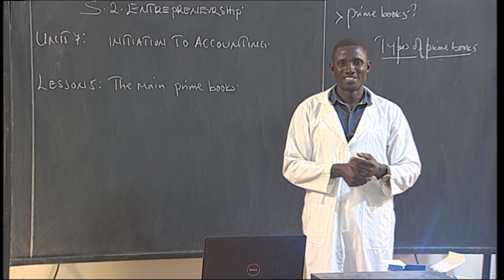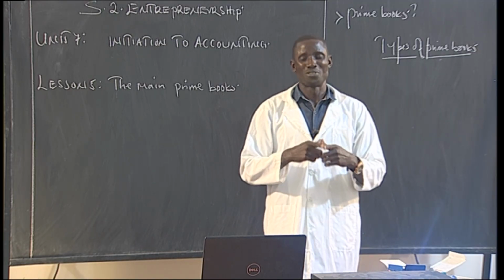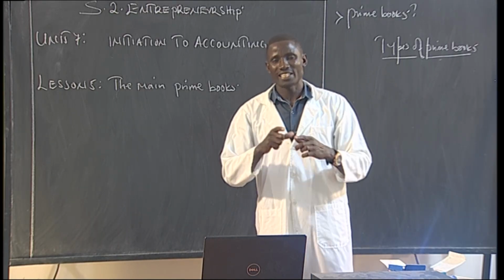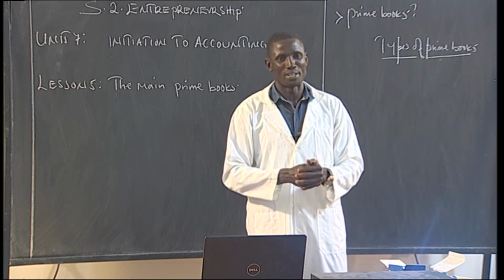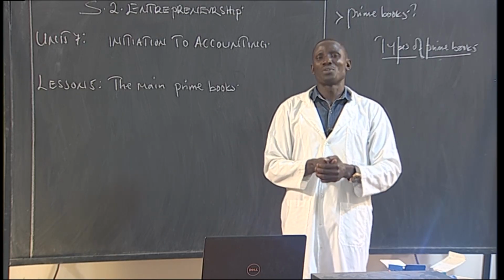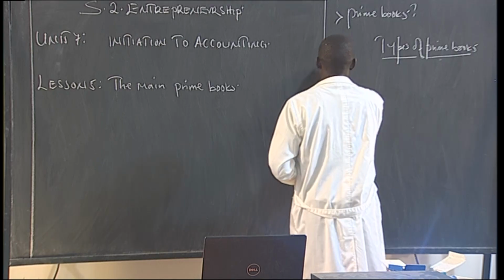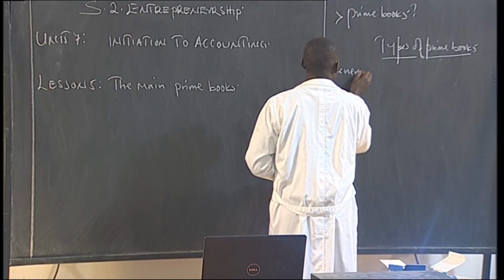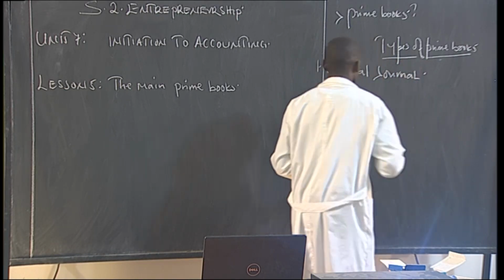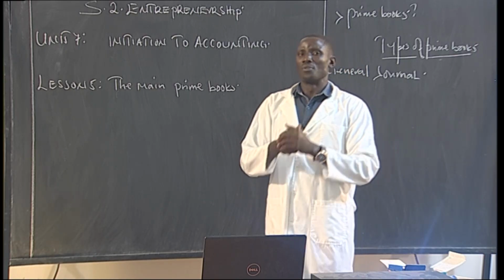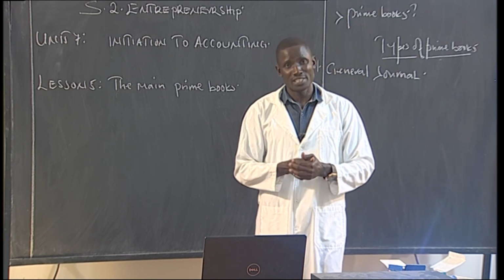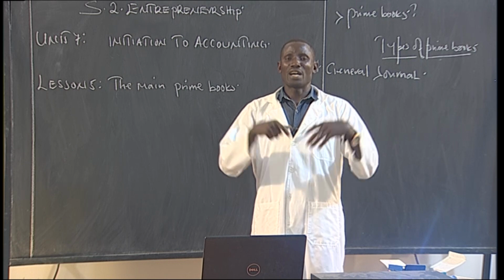Are we together, students? So now you are entrepreneurs, because you are young entrepreneurs, and I need you to be elite entrepreneurs, not illiterate entrepreneurs. Are we together? Yeah, thank you. So let's start with number 1, which is the general journal. That is our first example of prime books. Isn't it?